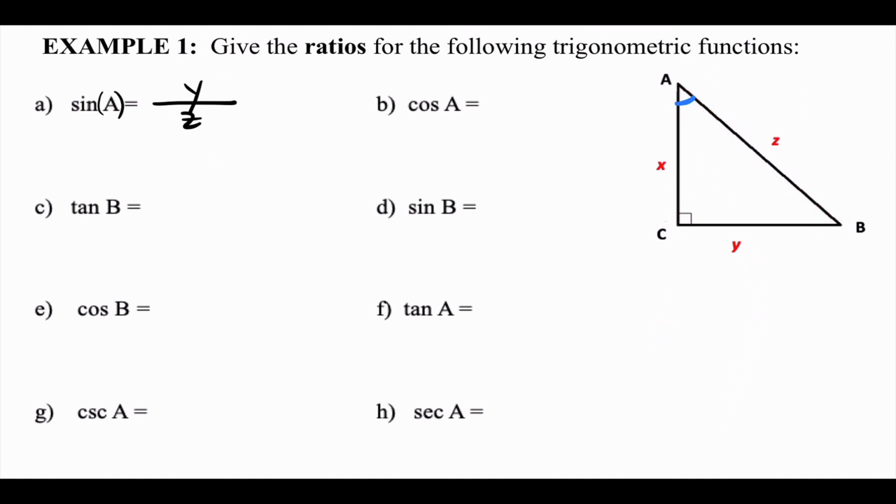All right, so let's go to cosine now. I'm still at A. For cosine, I don't want opposite. I want adjacent. So which side is adjacent to A?